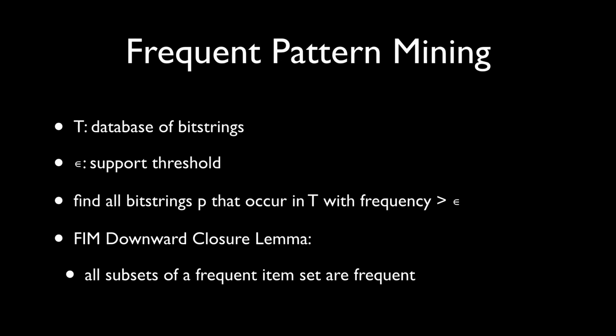Frequent pattern mining works on a database of bit strings here, and we use a support threshold epsilon, and we find all bit strings p that occur in T with frequency that is greater than the support threshold. So this would be the bit string generalization of frequent item set mining. And frequent item set mining has an important pruning lemma called the downward closure lemma, which says that all subsets of a frequent item set are frequent.